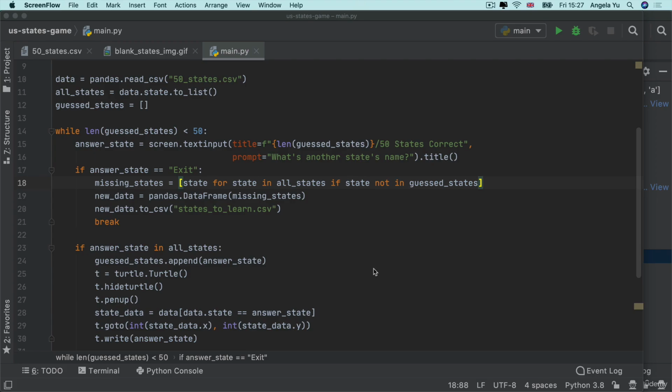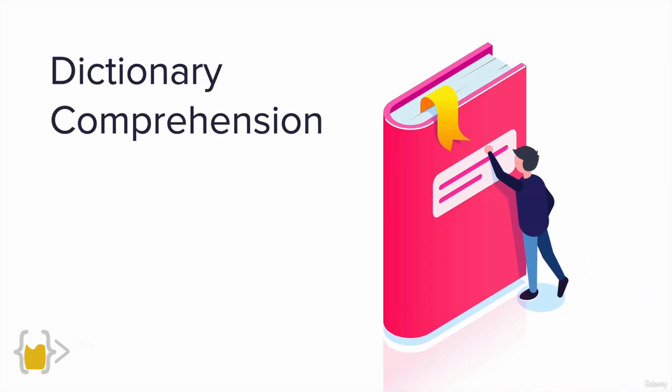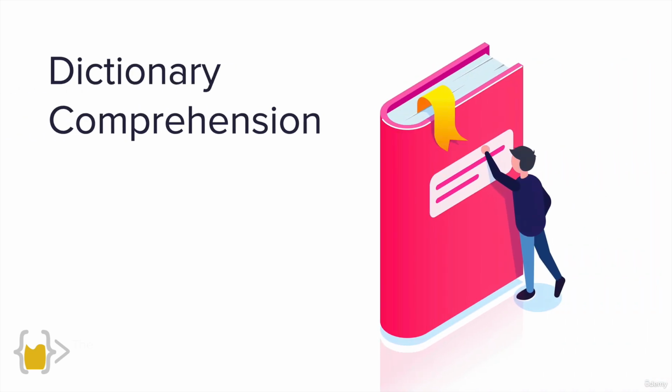Now, in addition to list comprehensions, we can also do comprehensions with dictionaries. So in the next lesson, that's what we're going to be looking at. Now that you've seen how list comprehension works, it's time to learn about another type of comprehension, dictionary comprehensions.